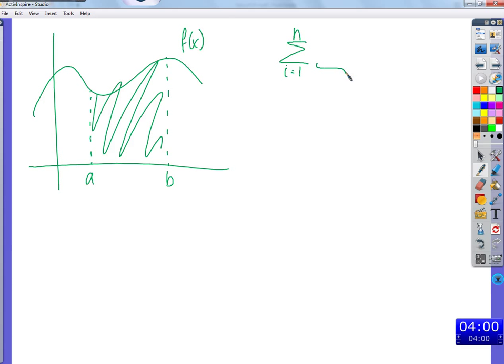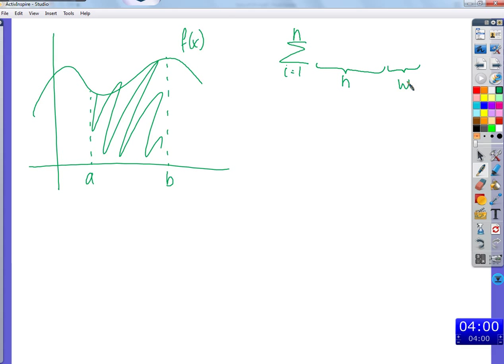Okay, well, we know that for the area of a rectangle we need 2 things. What 2 things do we need? Height and the width. Is this going to affect f of x plus h? No, not exactly, but sort of.